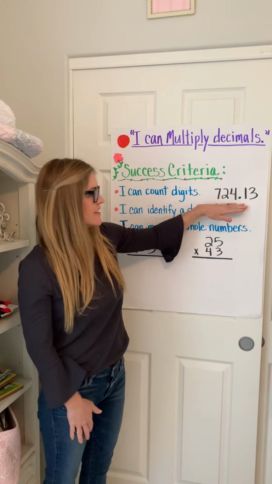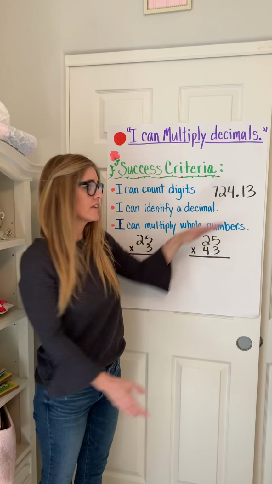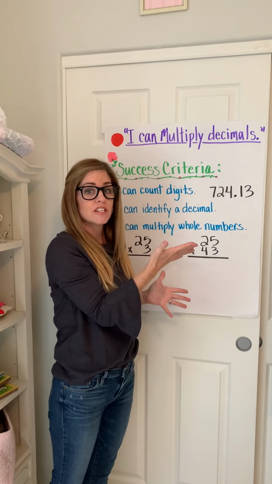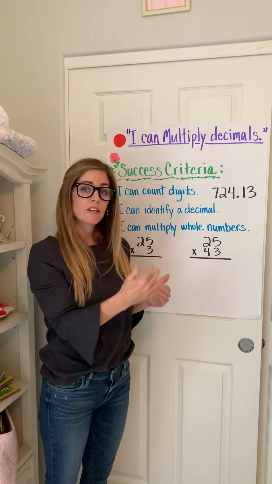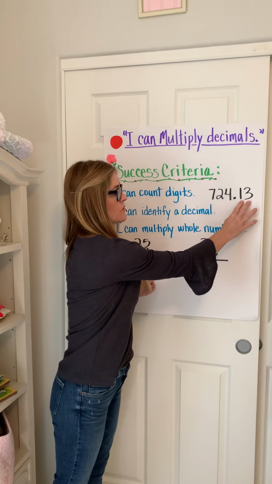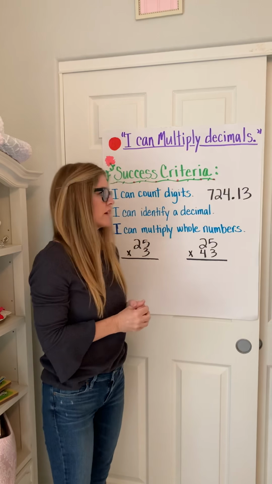So let's take a look at this number right here. Can you count how many digits there are? 1, 2, 3, 4, 5. There's 5 digits. If I asked you, can you count how many digits are behind the decimal? How many digits are right here? You would count 1, 2. So counting digits. There's 1.